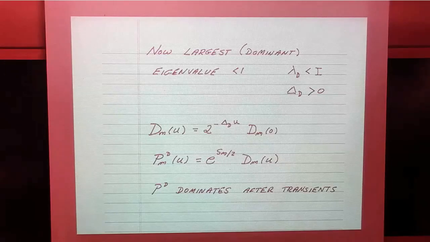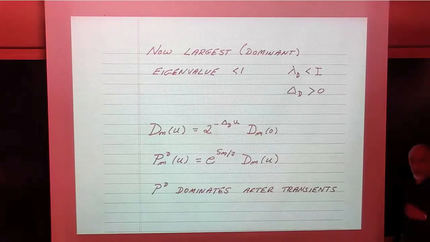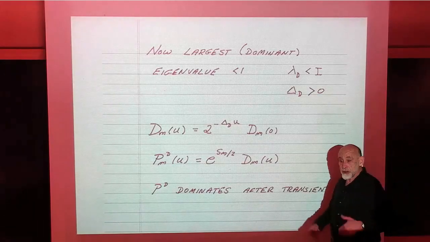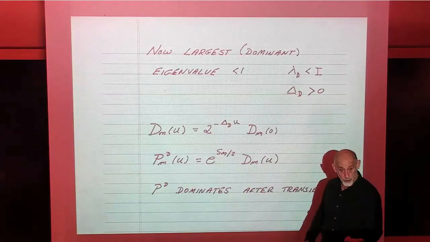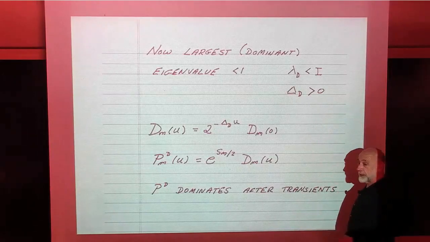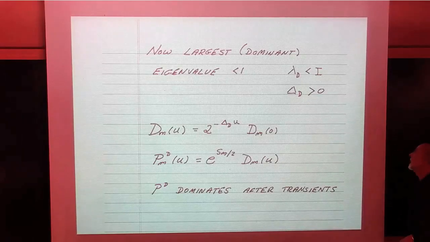Now, the largest eigenvalue is no longer 1. The eigenvalue is less than 1. It simply represents the fact that you leak out probability. The probabilities are not conserved. You leak out probability into the terminals. Okay. The largest eigenvalue is now less than 1.